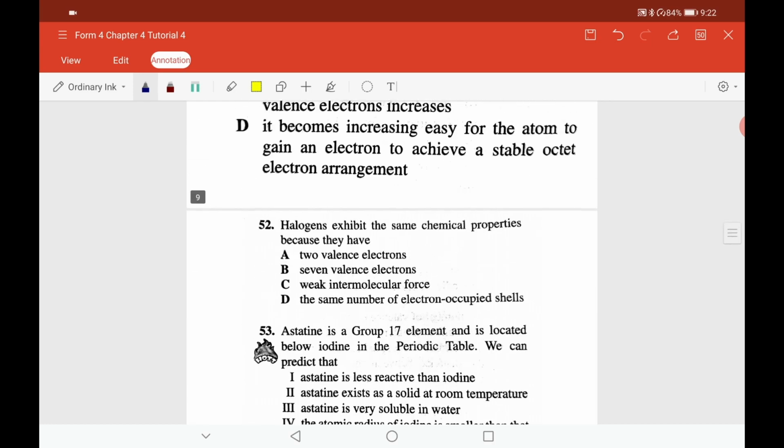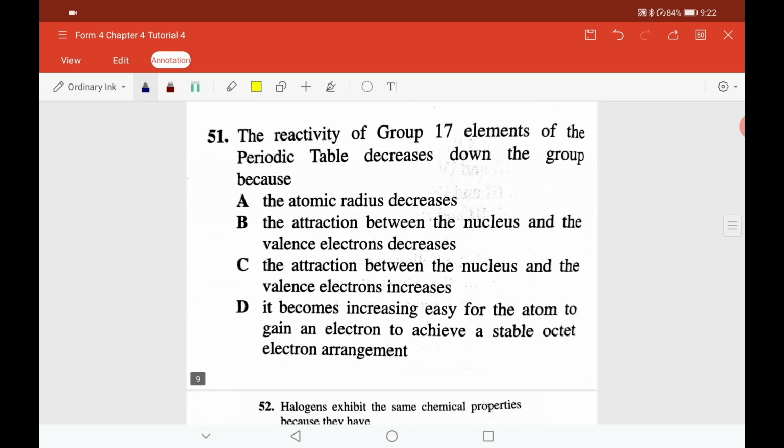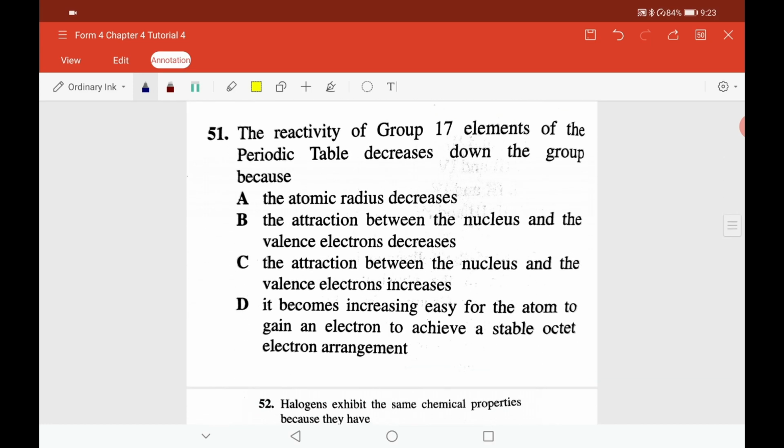So now we need to look at another question. Let's look at the subsequent one. The reactivity for group 17 decreases down the group. Why? This question is very straightforward.